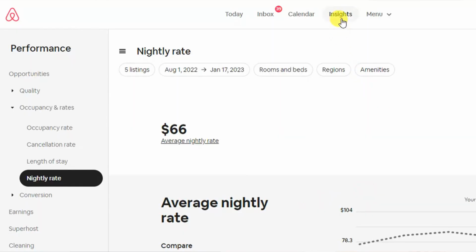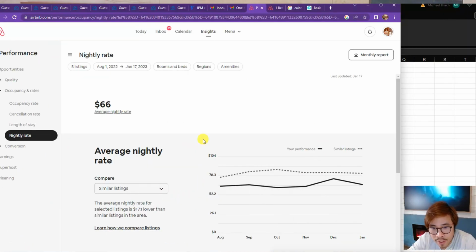The price, if you go lower, of course, you can get more occupancy rate and you can get booked way more often. But the last thing we want to do is to reduce our rate. So how much is a perfect rate for you? Let's go inside and we will talk about this. So let me show you this. When you go under insight and under performance and then you go under nightly rate, you find this.